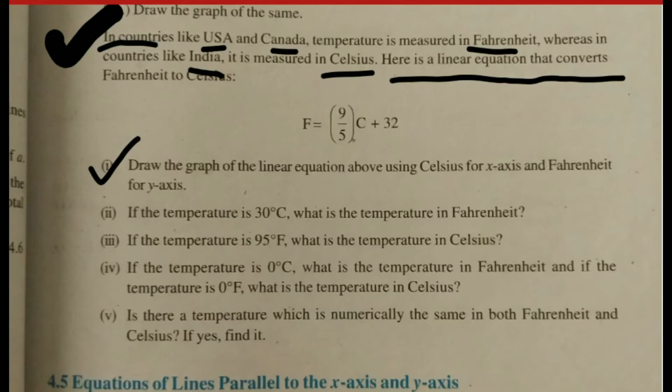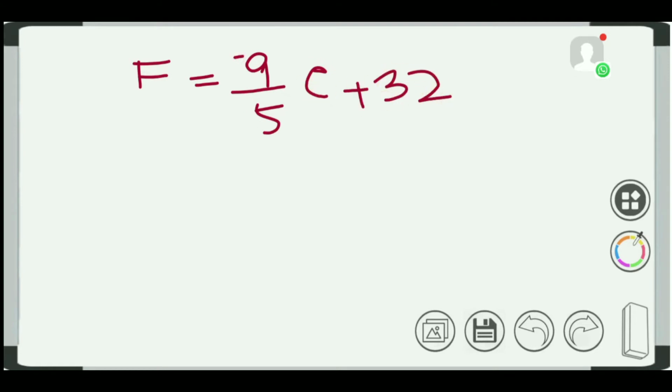Second: if the temperature is 30 degrees Celsius, what is the temperature in Fahrenheit? Easy. You can substitute C as 30 in this equation, put C is equal to 30 and see what is the value for F you are getting. So this is the equation, F is equal to 9 by 5 C plus 32. Now you are substituting C is equal to 30.